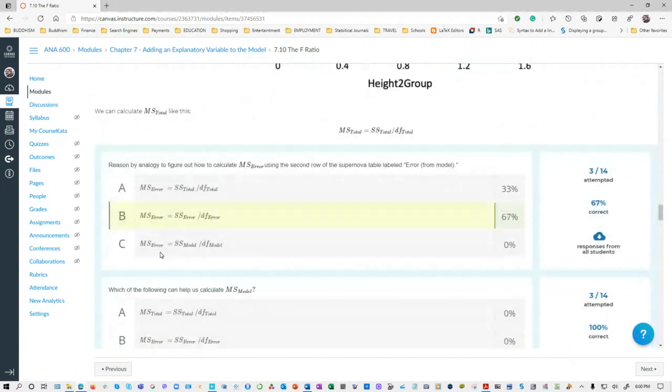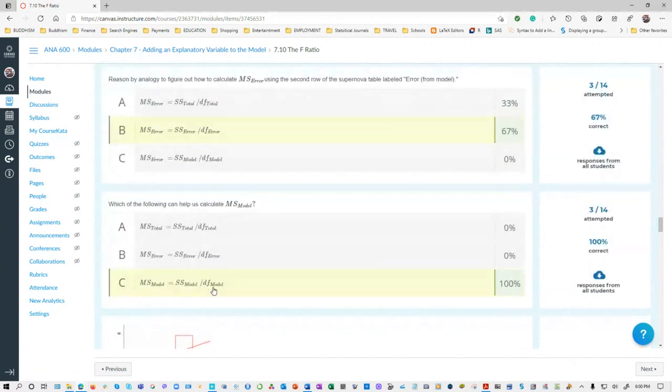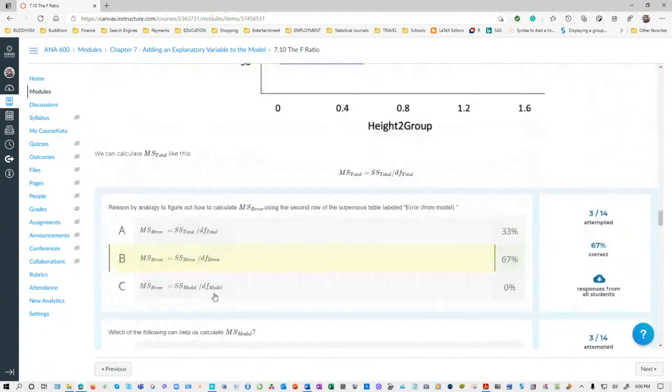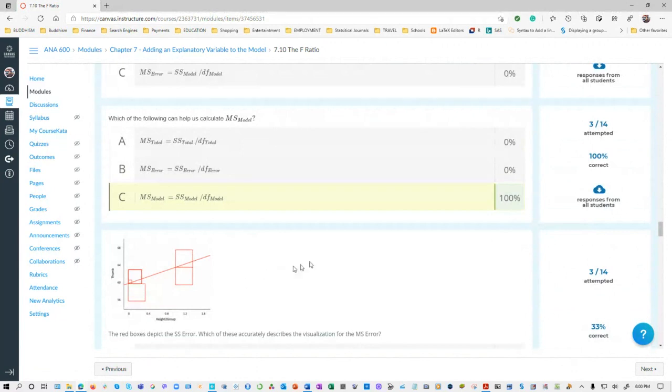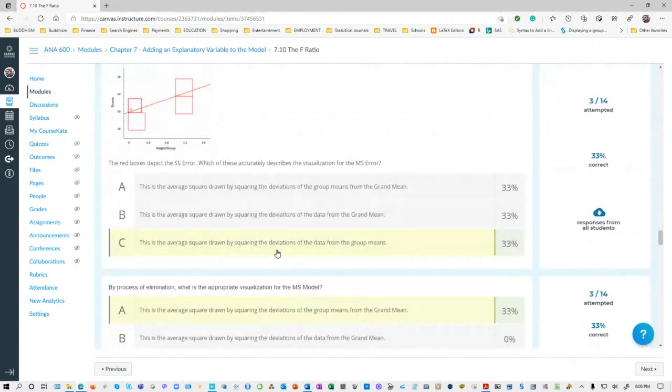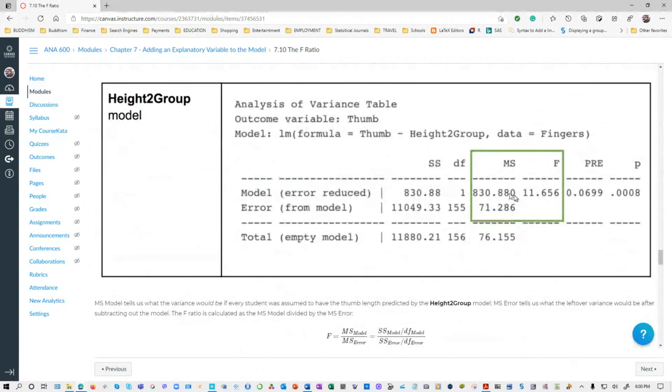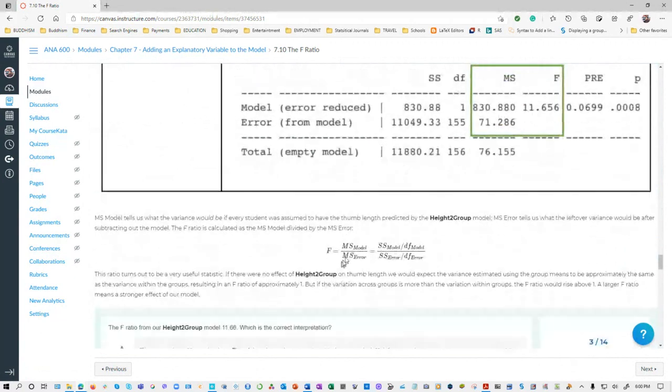Then mean squared error is sum of squared error divided by degrees of freedom of error. We know this one. And mean squared model is sum of squared model divided by degrees of freedom of model. Sum of squared total, if you want, we don't pay that much attention to that one. Then mean squared model divided by mean squared error is the F ratio. We talked about that at large scale.